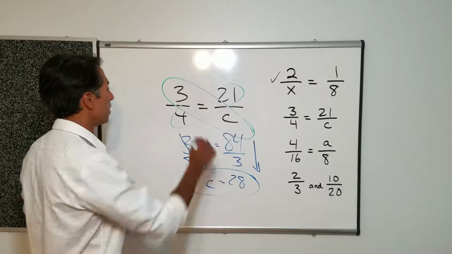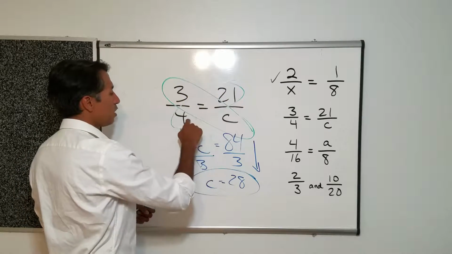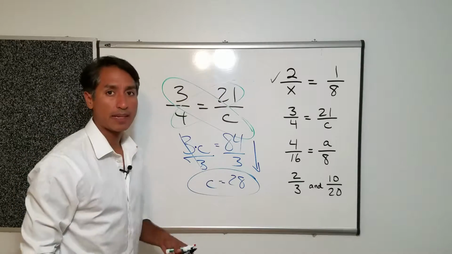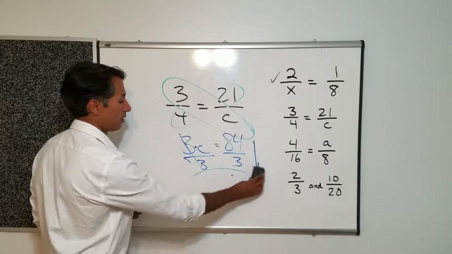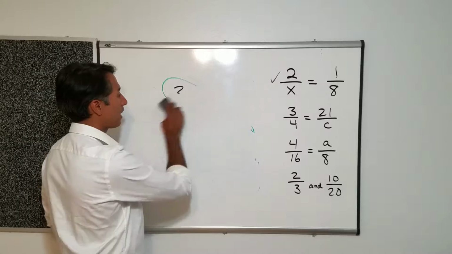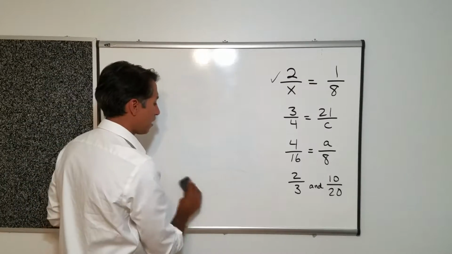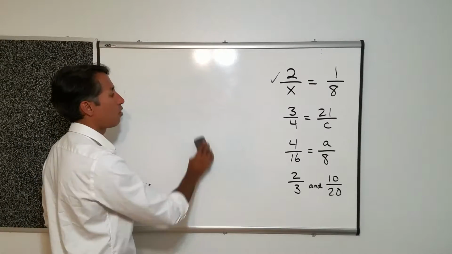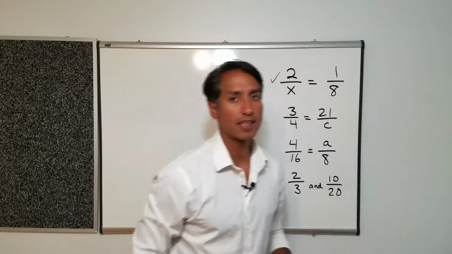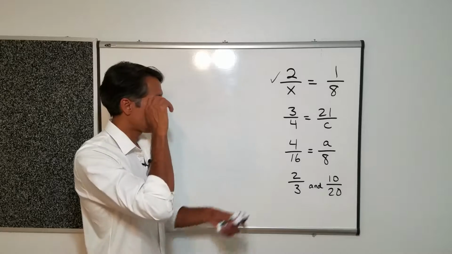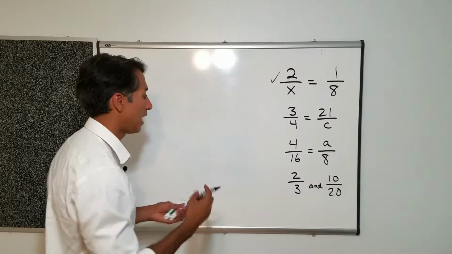And you can check the problem. 3 times 7 is 21. 4 times 7 is 28. So it does work. Now I don't want to feel like I'm going too fast through these, but the pattern is the same all the way through. And so again, if you feel like you're getting the hang of this, pause the video, try the next problem, okay? See what you get.